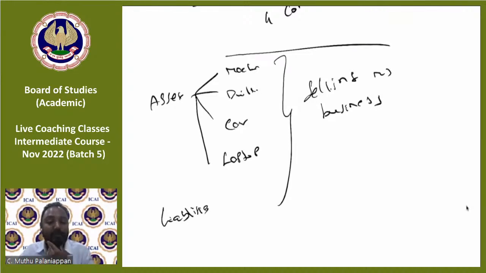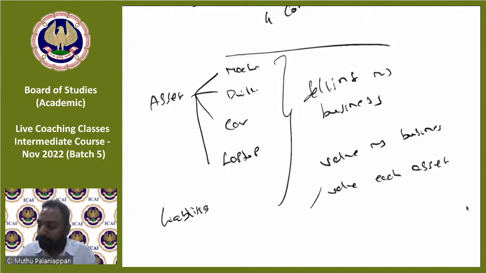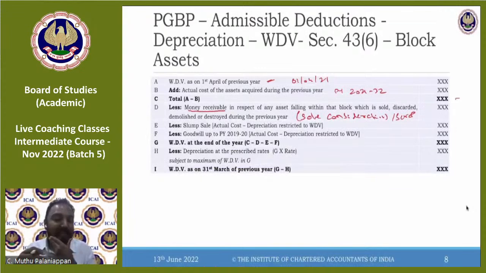I sell my business. So what am I doing? When I'm actually selling my business, I value my business. I don't value each asset. I value my business, so this concept is called slump sale. I value the business as a whole, which will have so many assets, so many liabilities. So all this put together is what I'm selling. Now, I'll have to remove that. Since that is also sold, I need to remove that also. I don't think you'll be tested on this particular line in your intermediate, but anyway, I think I've explained the concept. So slump sale is selling a business as a whole.